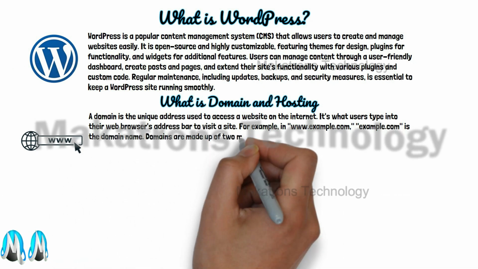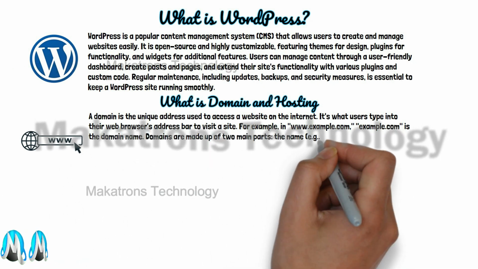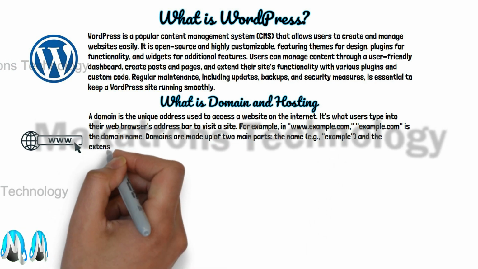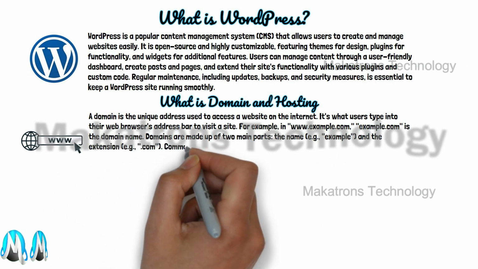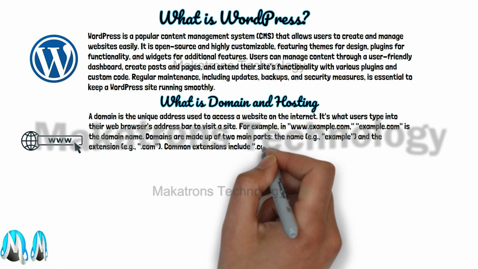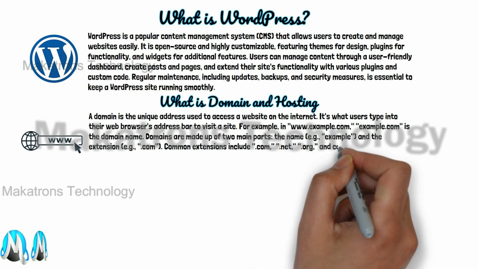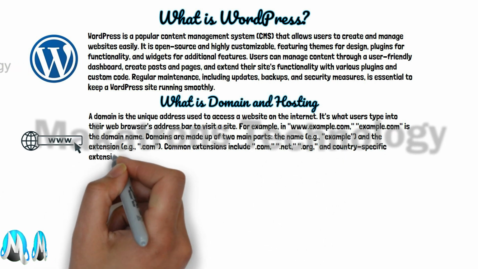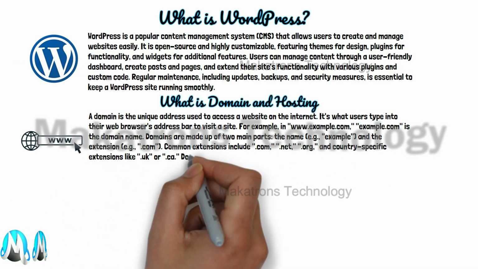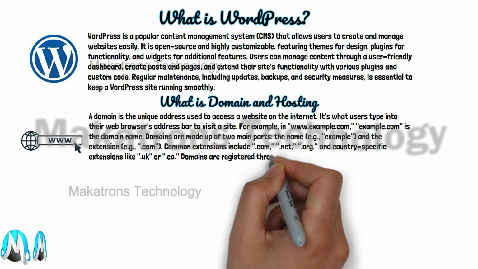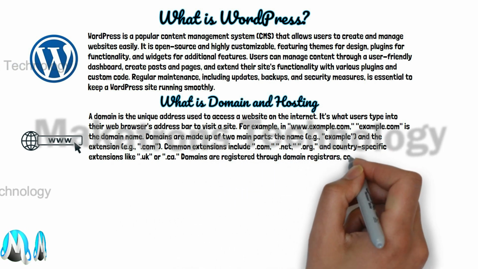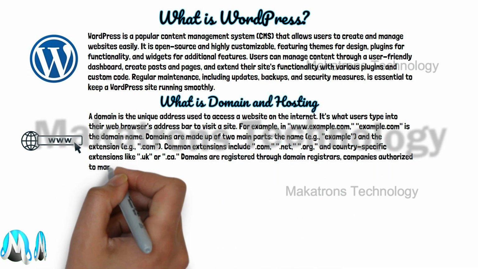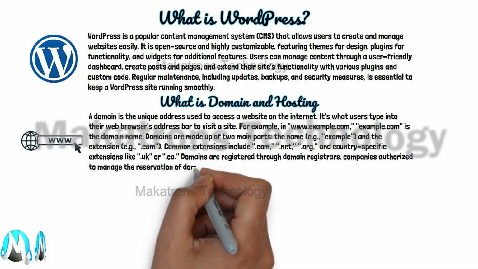Domains are made up of two main parts: the name, e.g., example, and the extension, e.g., .com. Common extensions include .com, .net, .org, and country-specific extensions like .uk or .ca. Domains are registered through domain registrars, companies authorized to manage the reservation of domain names.